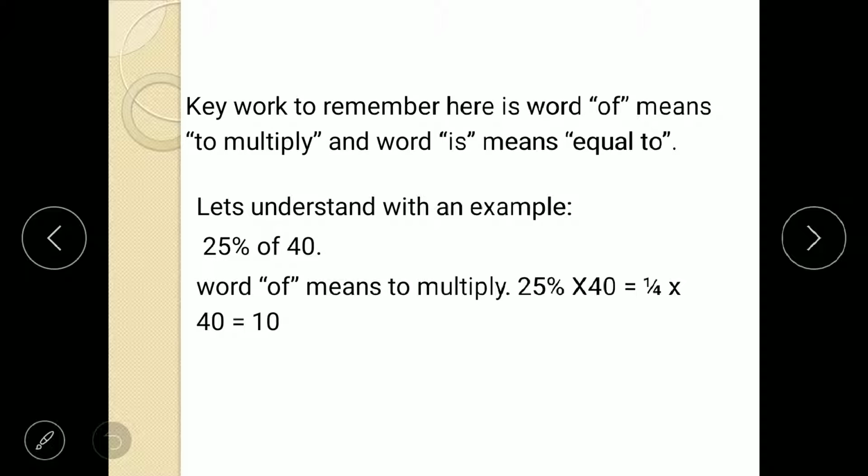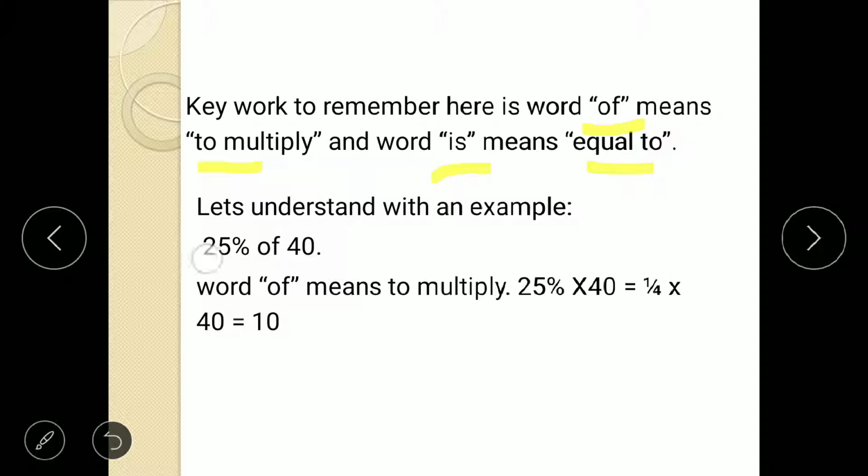Now next is a keyword. Remember the word "of" means to multiply. You need to remember "of" always means to multiply, and "is" means equal to, in questions related to percentages. Let's understand with an example.